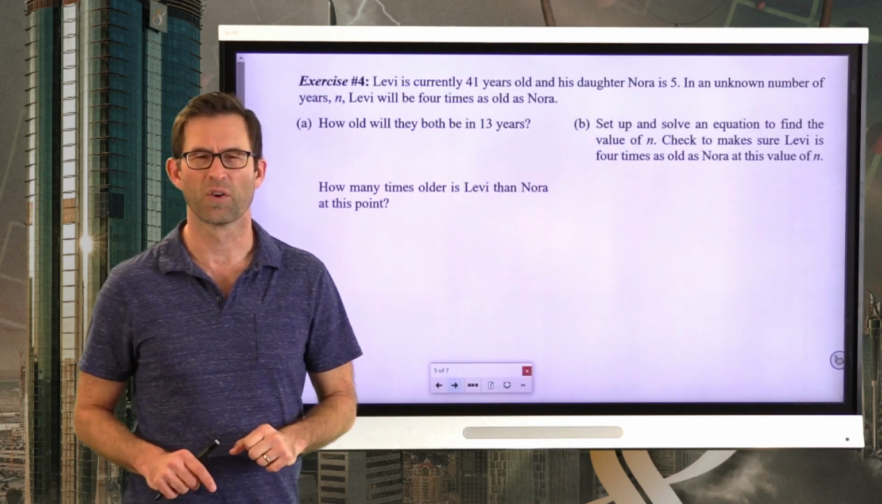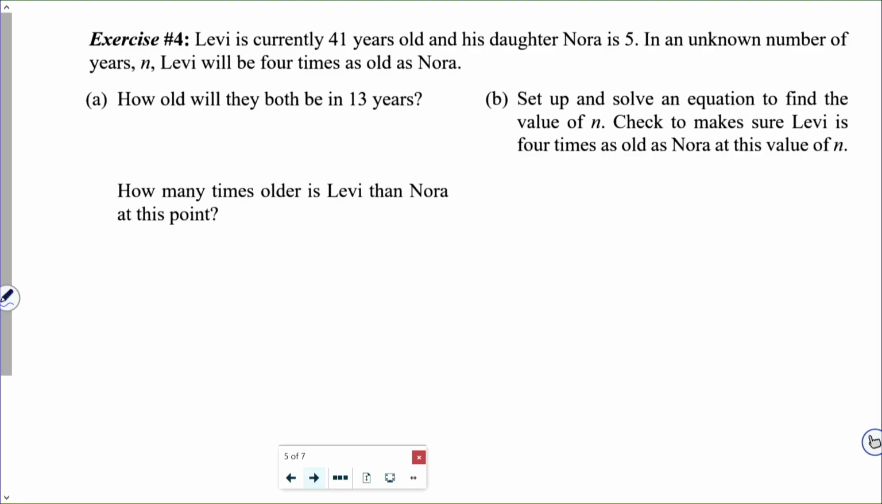Exercise number 4. I'm all over the place.